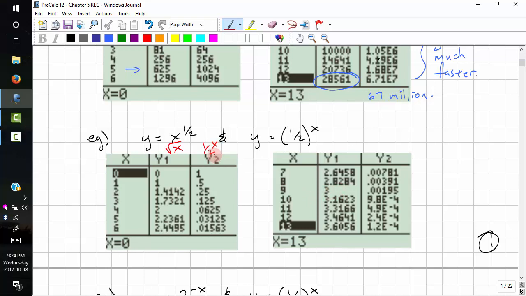Let's look at 1/2 to the power of x. 1/2 to the power of 0 is 1. 1/2 to the power of 1 is 0.5. 1/2 to the power of 2 is 0.25. We see that square root x is increasing. 1/2 to the power of x is actually decreasing. And this is increasing.